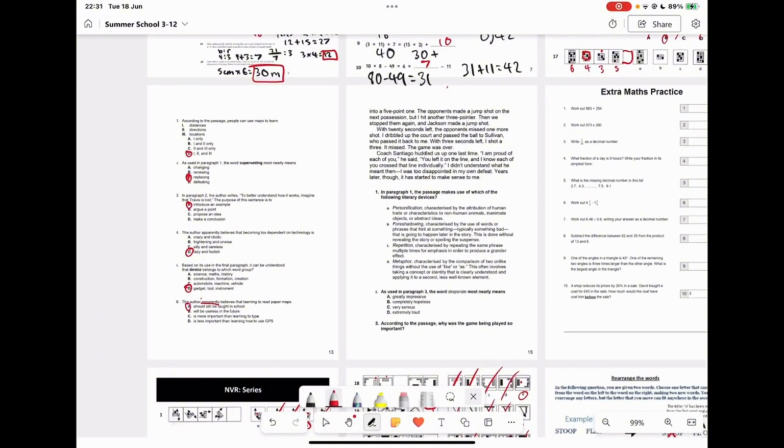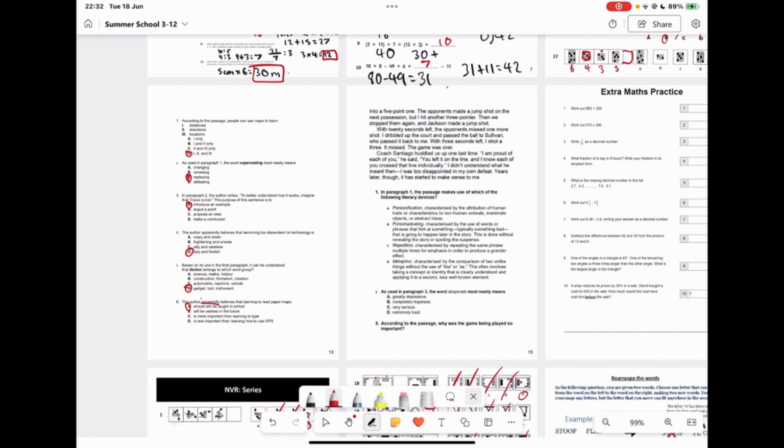The opponents made a jump shot on the next possession, but I hit another three-pointer. Then we stopped them again, and Jackson made a jump shot. With 20 seconds left, the opponents missed one more shot. I dribbled up the court and passed the ball to Sullivan, who passed it back to me. With 3 seconds left, I shot a 3, it missed, and the game was over.